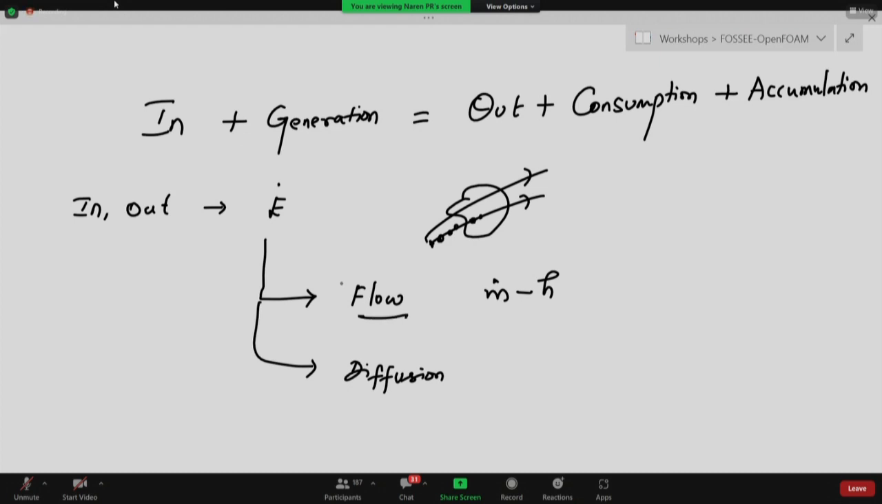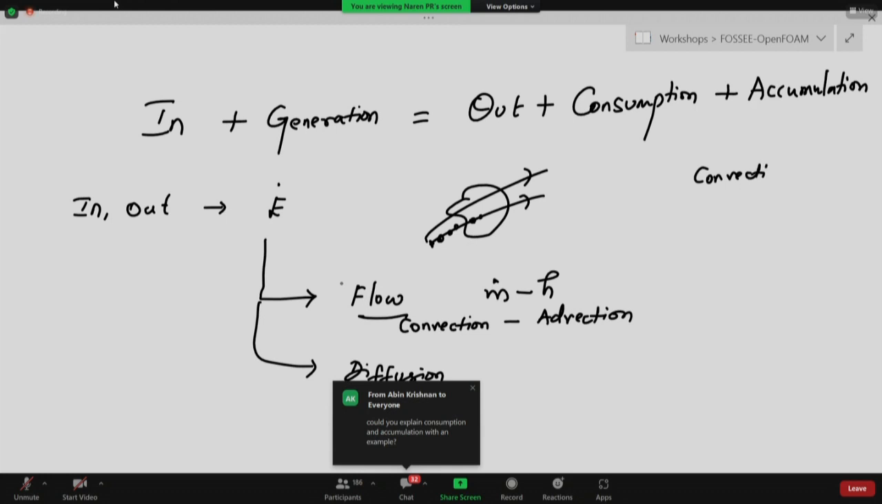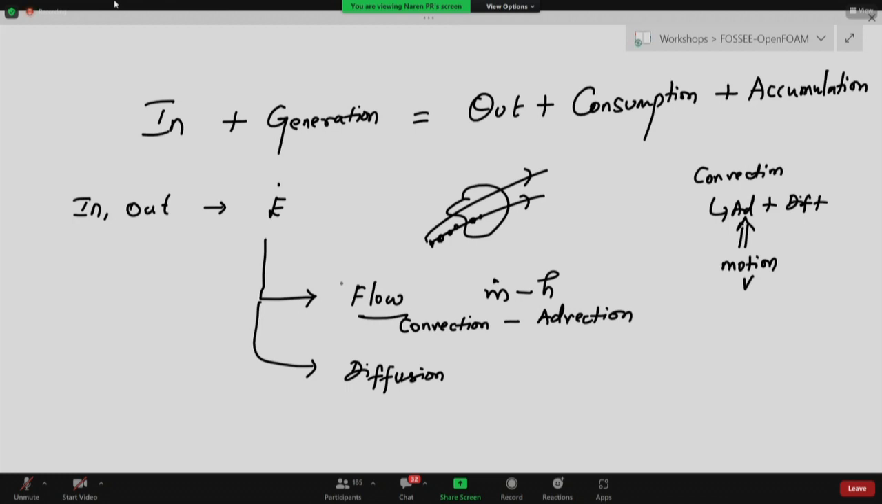So this is something that we call convection. Or rather, in CFD language, we should call this advection, because if you ask strict fluid physics people, they will say advection, and they will say convection is the sum of advection and diffusion. Advection is because of motion, because of velocity, or rather, flow.